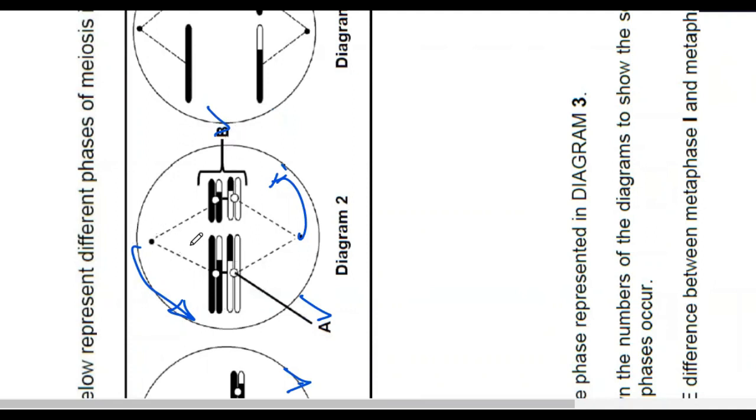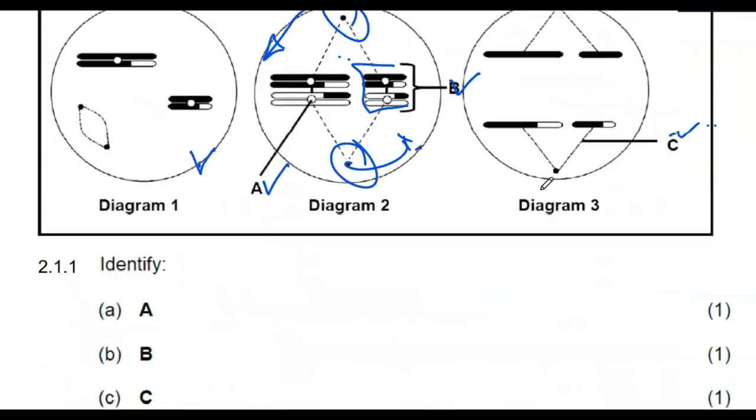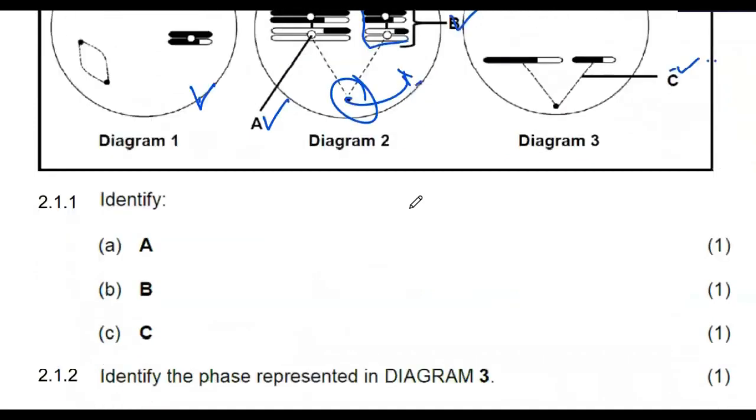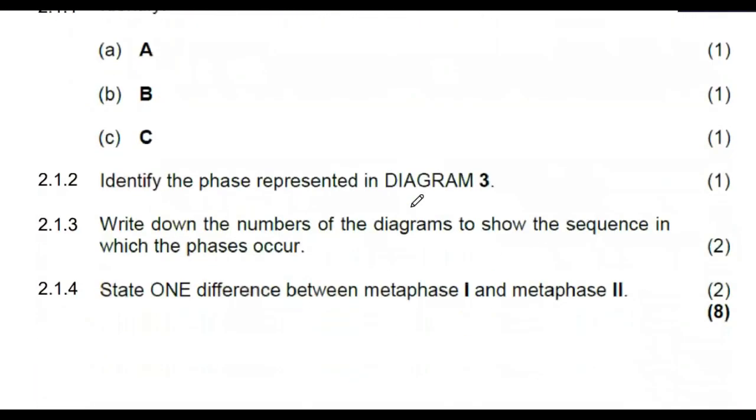These are the spindle fibers, and this is the centriole. So these ones are in the middle. That's why you say it is under metaphase. But which metaphase? It is metaphase one, because these chromosomes are in the middle. Then they say identify A. We have seen it: A is centromere. B, we have seen it, homologous chromosomes. Then C, we have seen it as spindle fibers.